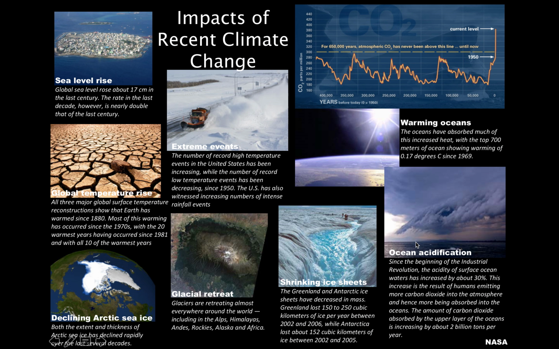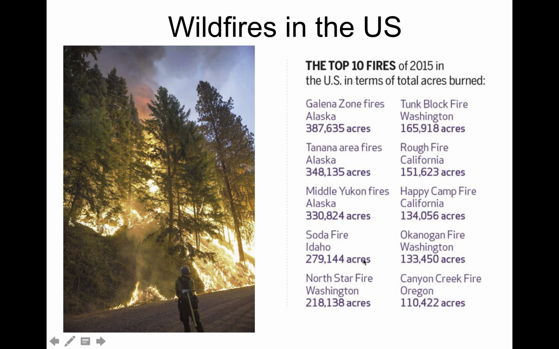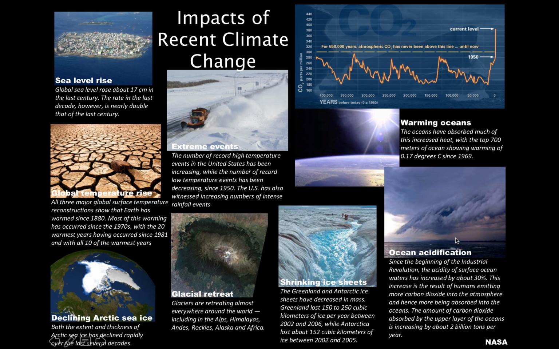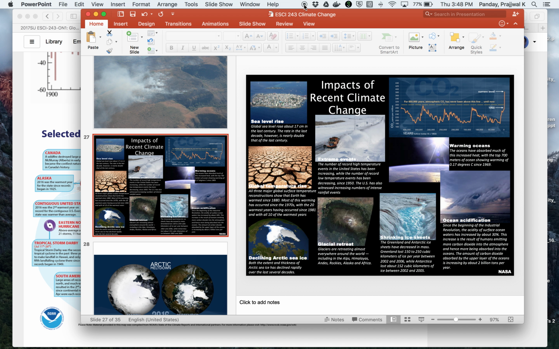So again, to sum up, there are major consequences of global climate change. We covered sea level rise, extreme events, declining Arctic sea ice. We have talked about global glacier retreat, shrinking ice sheets in Greenland and Antarctica. We talked about ocean acidification and warming of the oceans that also impacts the corals, right? So again, major impacts globally as a result of this increasing temperature as a result of this carbon dioxide. So hopefully that sums up a brief lecture on global climate change.